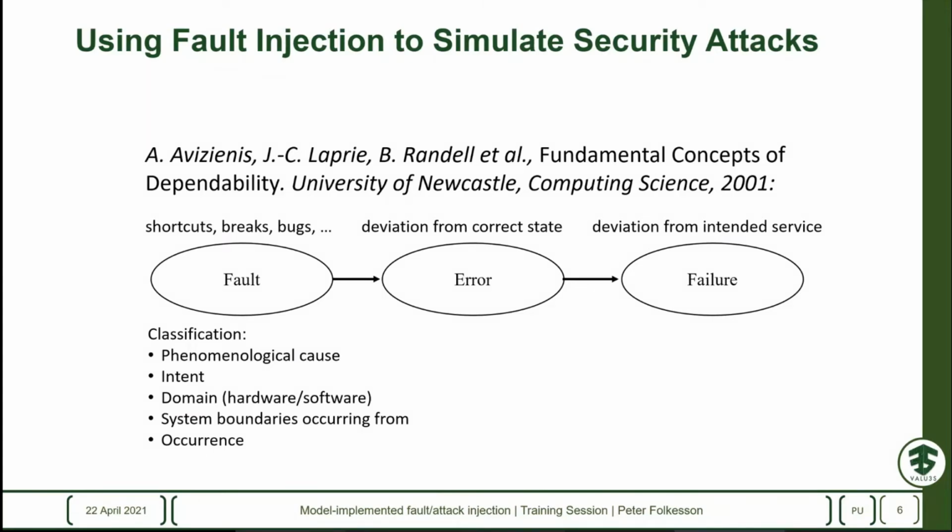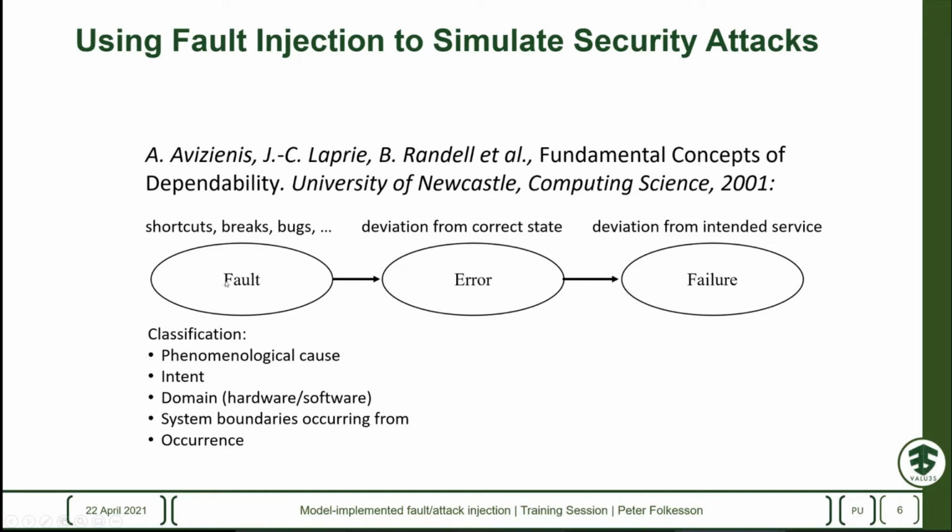Now, we are relying on the fault injection principle for simulating security attacks as well. This is the fault, error, and failure chain that was presented by Avizienis, Jean-Claude Laprie, Brian Randell, and others in, for example, the Fundamental Concepts of Dependability from 2001. Here, a system failure is defined as a deviation from the intended service. A failure may occur because there is an error in the system, defined as a deviation from the correct system state. And the cause of the error is called a fault.